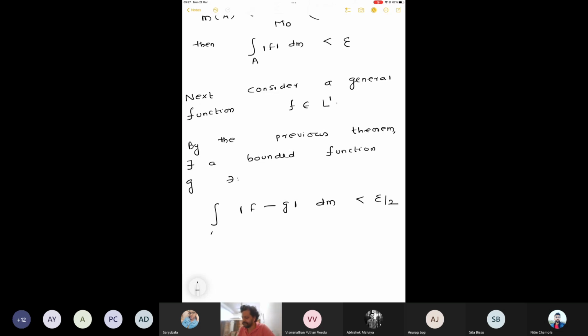Do you agree? Are you people there? Yes, sir. Is that clear? You can construct a sequence such that the integral of mod fn minus f dm tends to 0. Once you have a sequence, I can get one function g such that the integral is less than epsilon by 2.